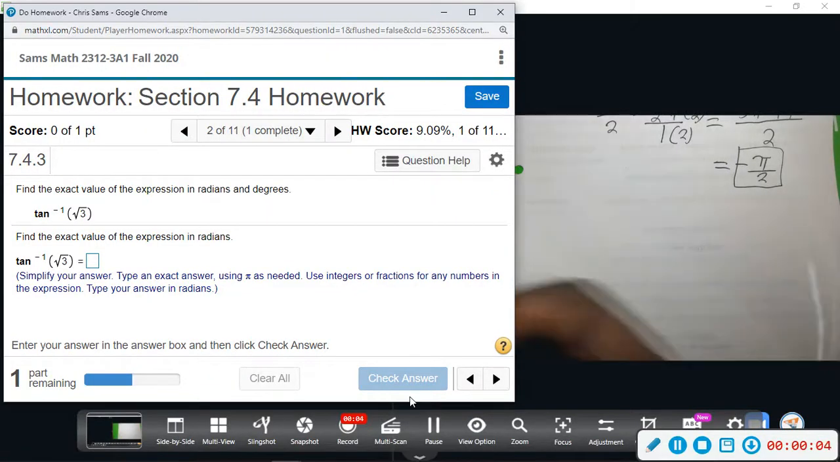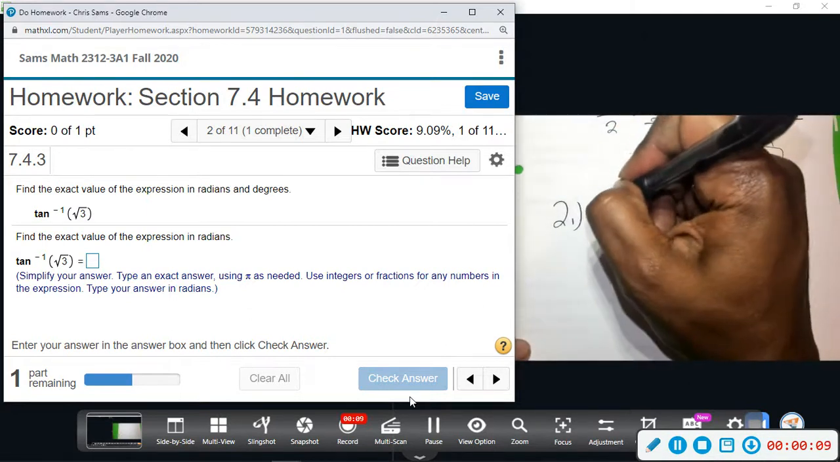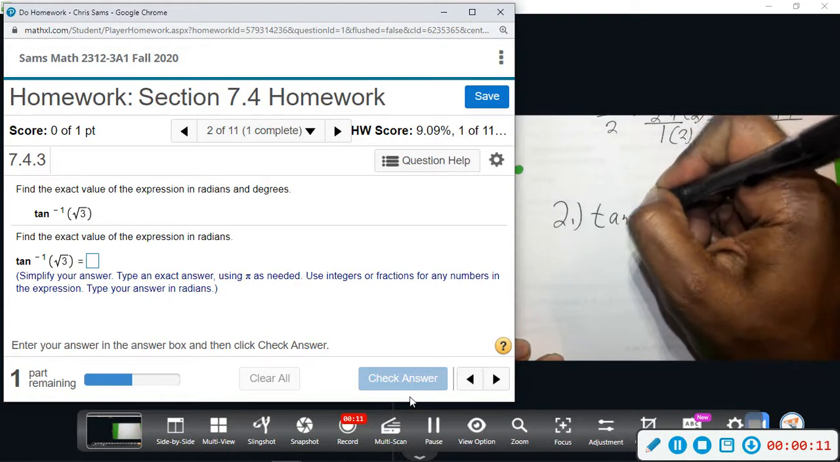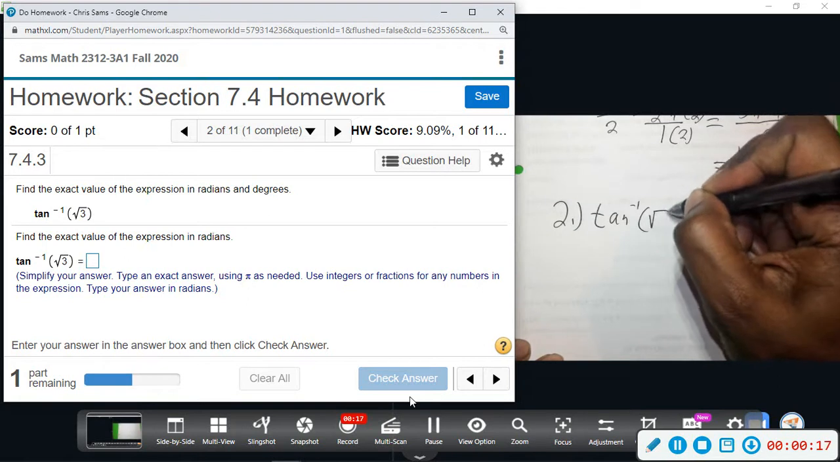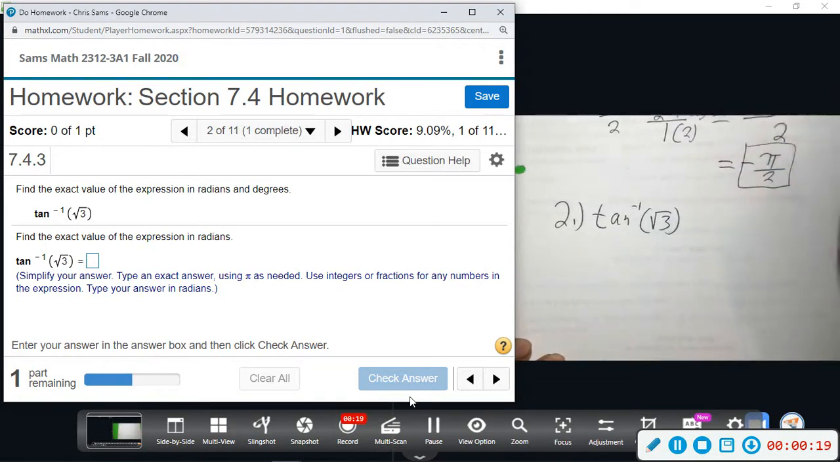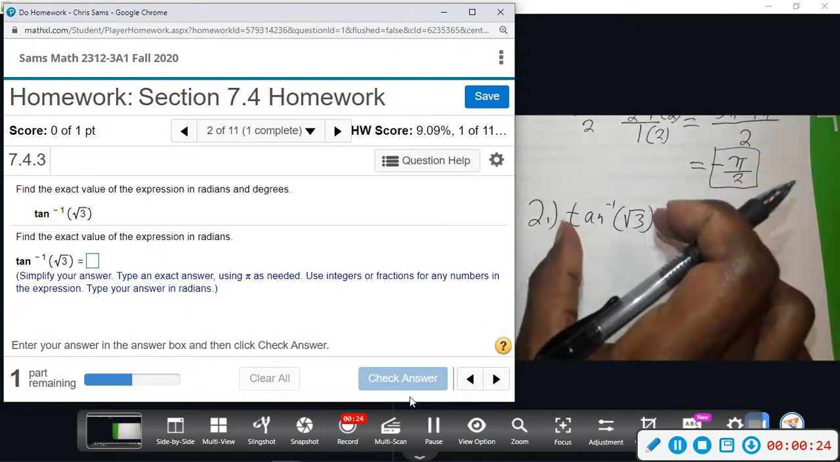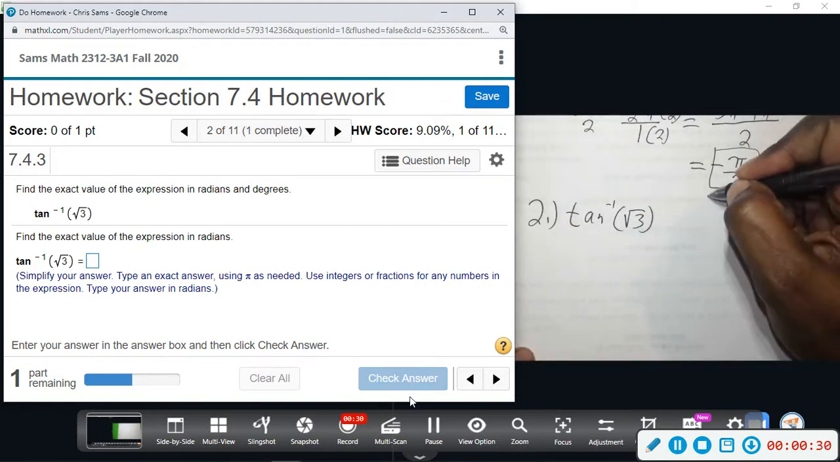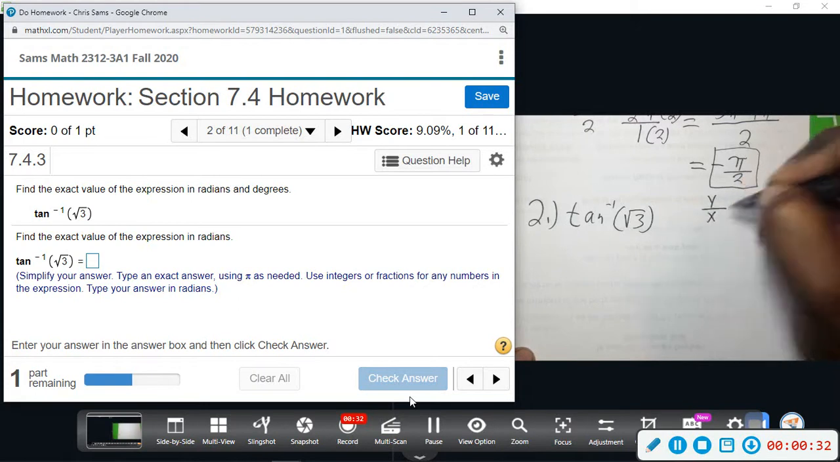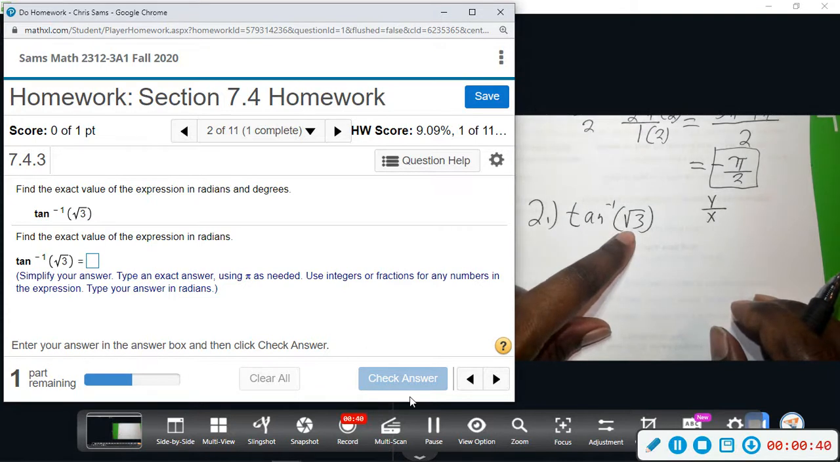Alright, number 2, we want to find the inverse tangent of the square root of 3. Alright, so if you spend a little bit of time playing with these trig functions, the ratio of tangent, how we get the tangent values, are the y value divided by the x value. Since there is nothing on the bottom, that tells me that it was a 1.